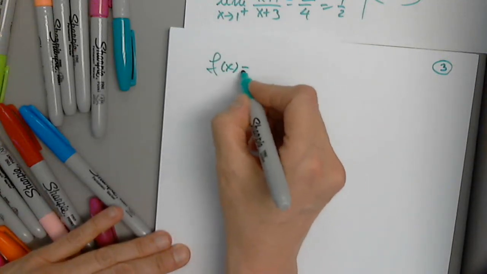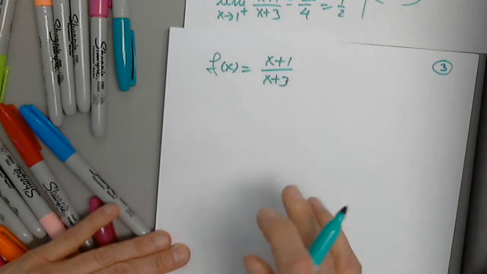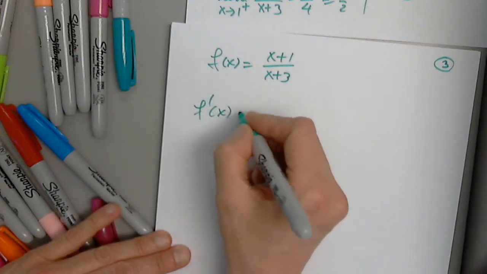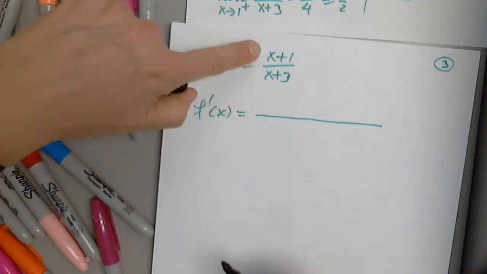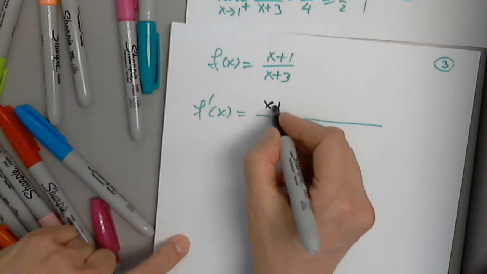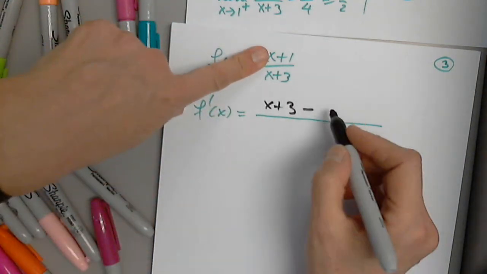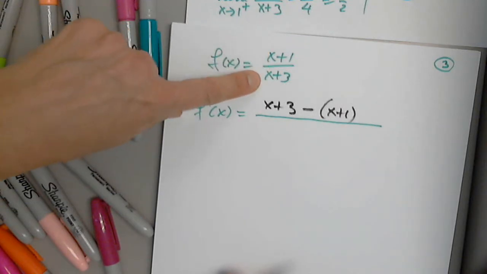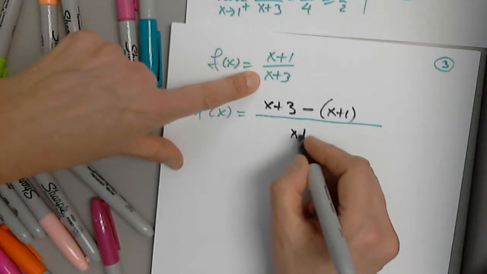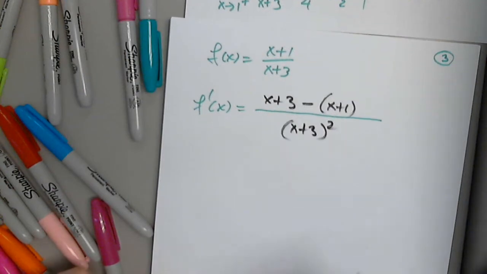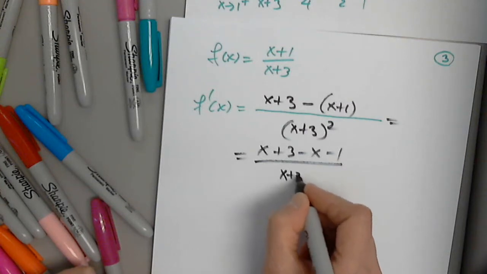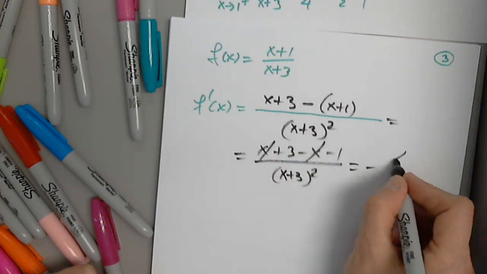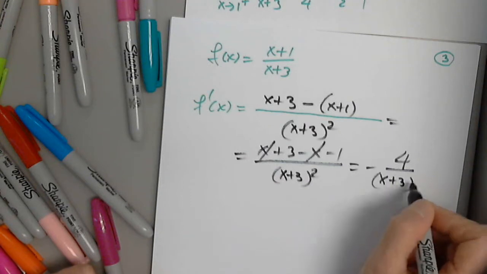So remember, our function is (x + 1)/(x + 3). Quite simple. F prime of x. Can anyone dictate what we use and how we use it? Excellent. The top prime times the denominator minus the top times the denominator prime. Right. Over (x + 3) squared. Excellent. So then we have (x + 3) - x - 1 over (x + 3) squared. These two go away. -4 over (x + 3) squared.